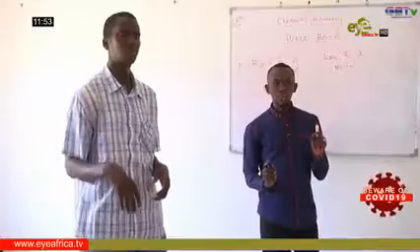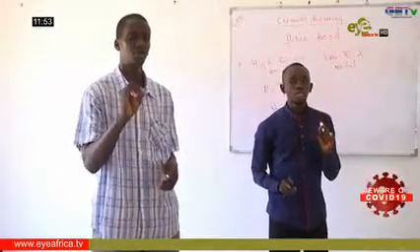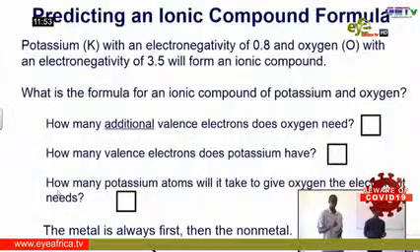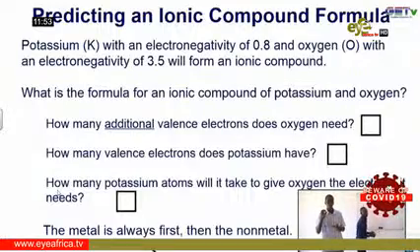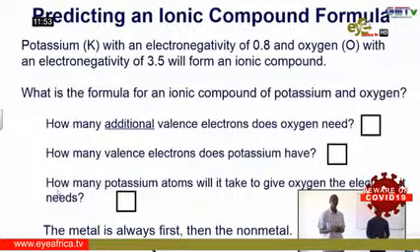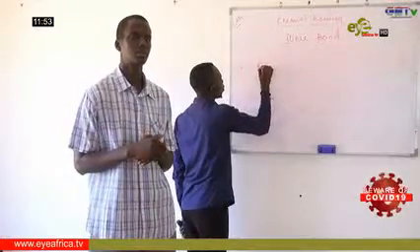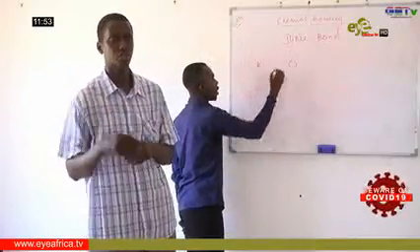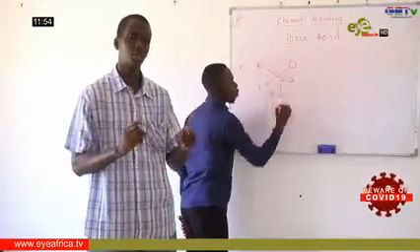And finally, we have predicting an ionic compound formula. That is, we have potassium, that is K, which is a metal with an electronegativity of 0.8, and oxygen, which is a non-metal with an electronegativity of 3.5, which will form an ionic compound. What is the formula for an ionic compound of potassium and oxygen? That is, we have K for potassium and O for oxygen. Now we know that the valency of potassium is 1 and the valency of oxygen is 2. So we'll have K2O.